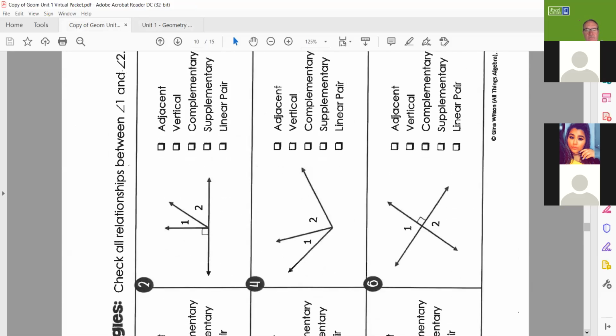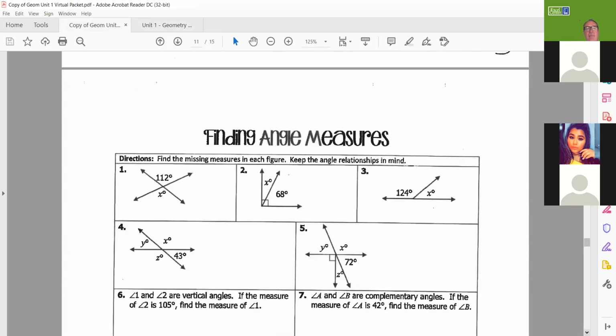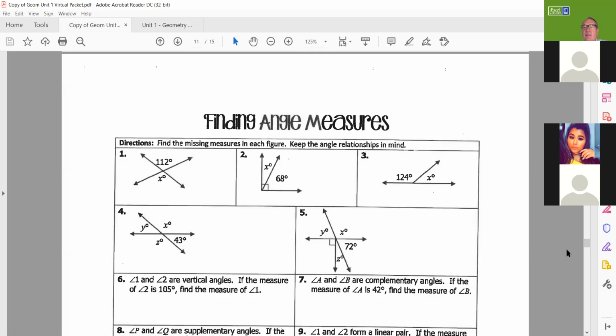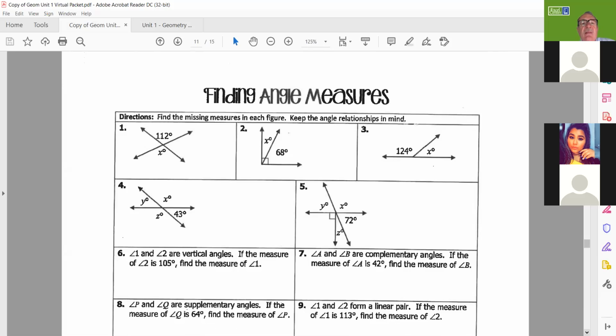Next page is just more of the same. And then you go to the page, what page is this? Page 11.